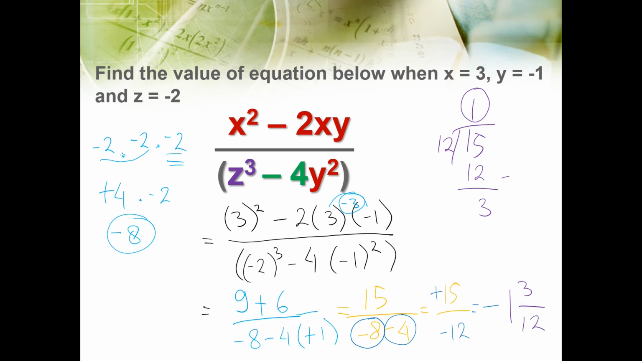Is it the final answer? No. Why? Because you still can simplify the numerator and denominator. Yes, divide by the same number. Divided by 3, divided by 3, so it makes 1 per 4. That is the final answer. You understand? I hope you can understand about this.